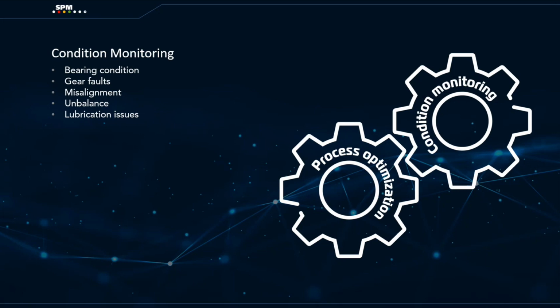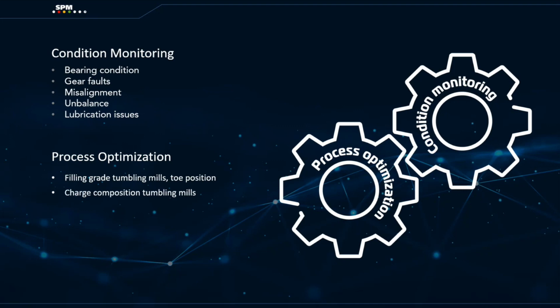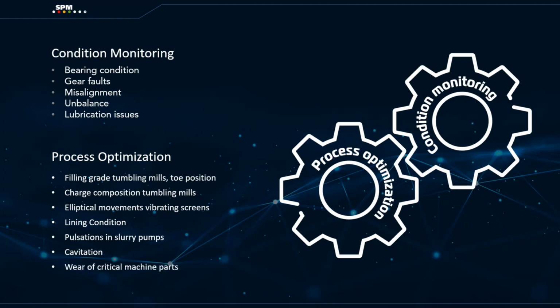But the HD technology makes it possible to pick up crisp and clear signals generated by the process, such as filling grade in tumbling mills, toe position, charge composition in tumbling mills, elliptical movement in vibrating screens, lining conditions, pulsation in slurry pumps, and cavitations, and other types of wear of critical machine parts. So, as you can see, nowadays these go hand in hand. So we work in parallel with these two things, with process optimization and condition monitoring.